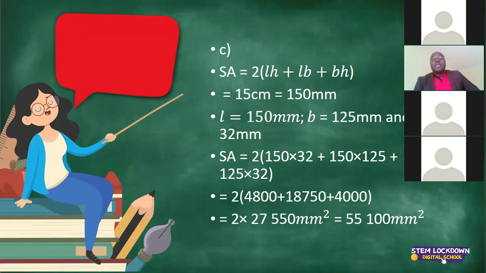Of course, L is equal to 150 millimeters, B is 125 millimeters, and the last one there, which is the height, is 32 millimeters. Then you can put that in the formula and get the surface area of 55,100 square millimeters. So that is how you proceed in calculating the surface area.